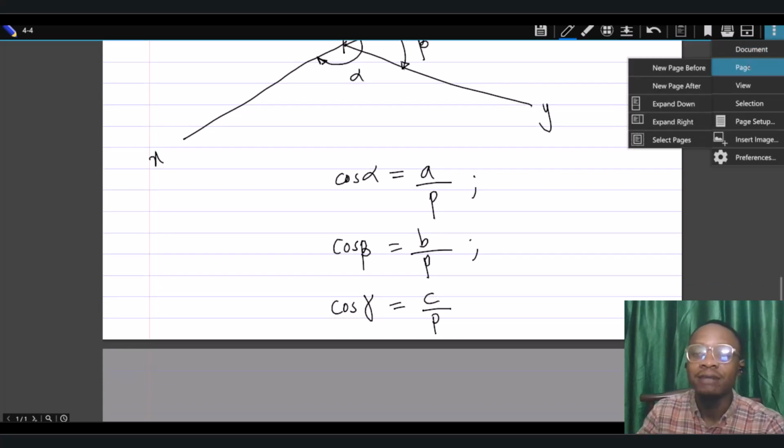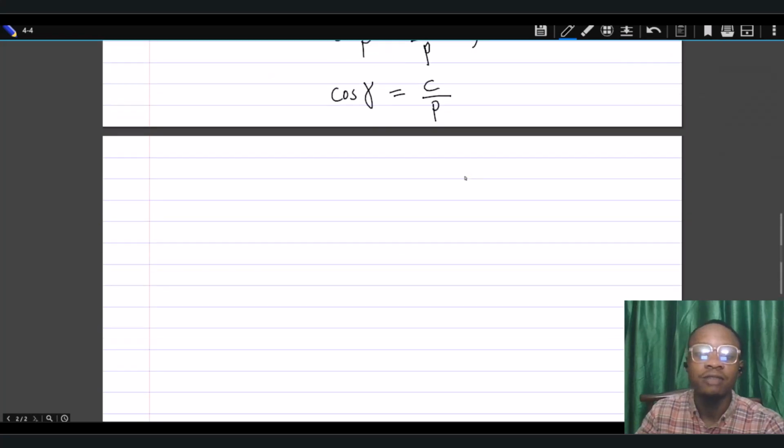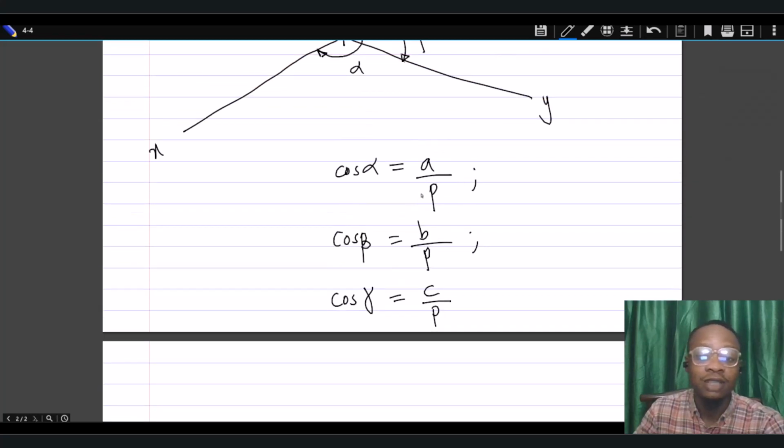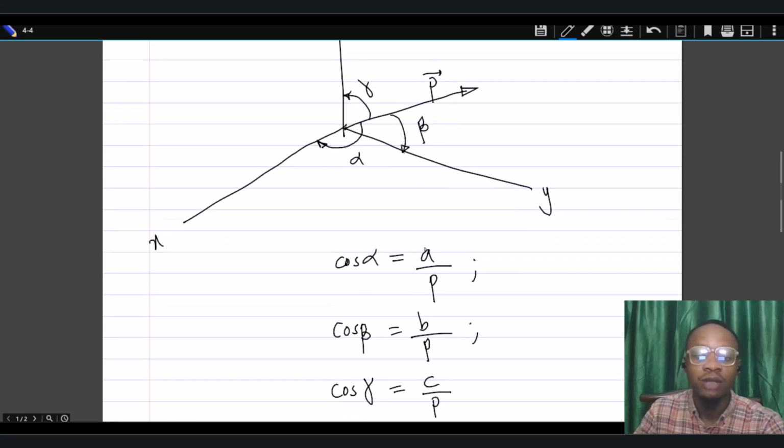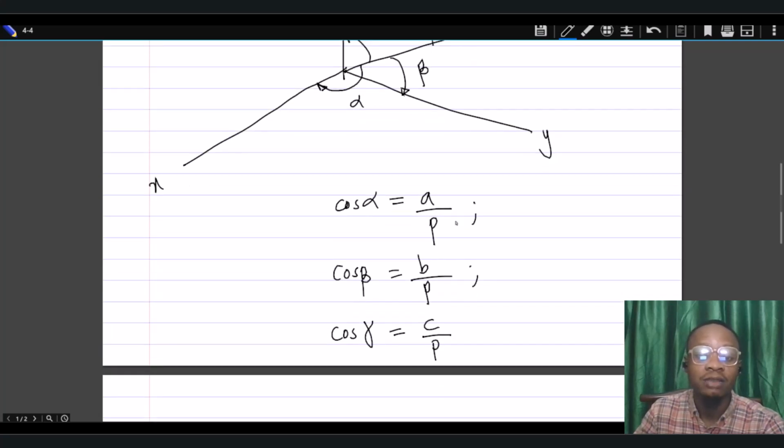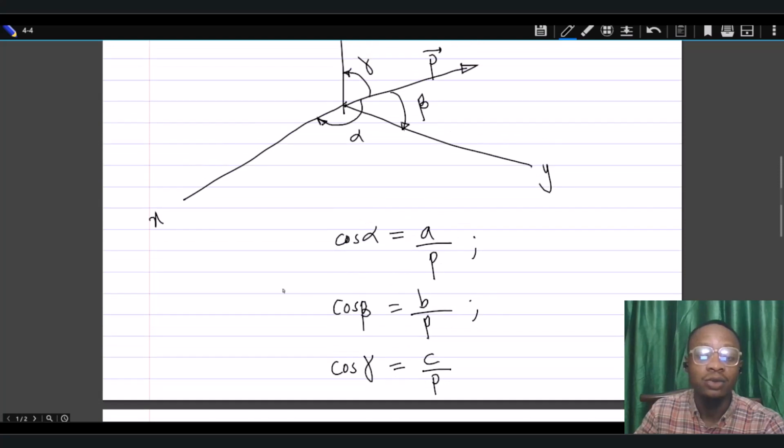So these are the direction cosines of the vector. If we need to find direction cosines, we just need to know the components of the vector. Once we have the components of the vector, we know the magnitude of the vector, and then we are good to go. So if we only know the components of the vector, we know how to get its magnitude.